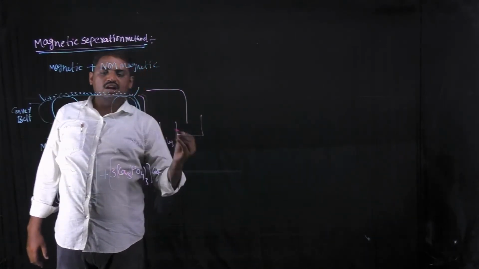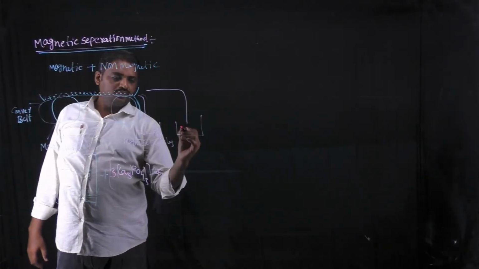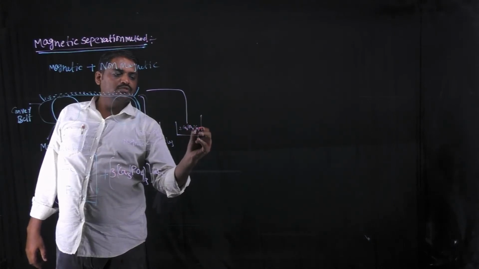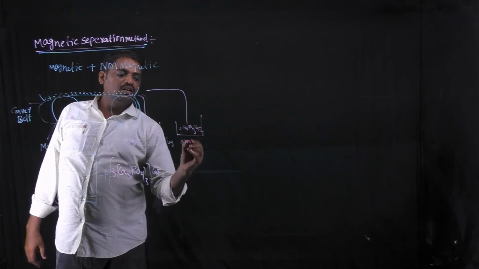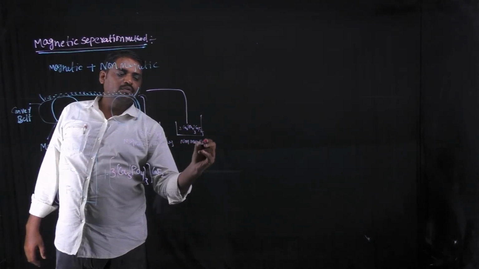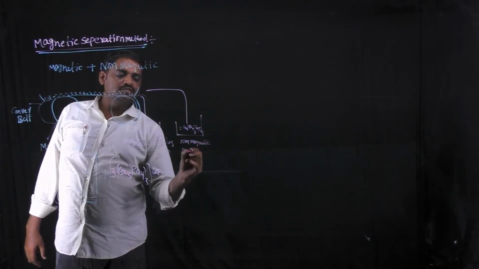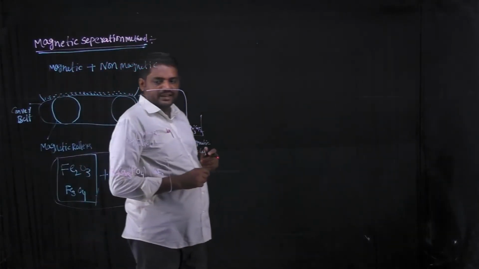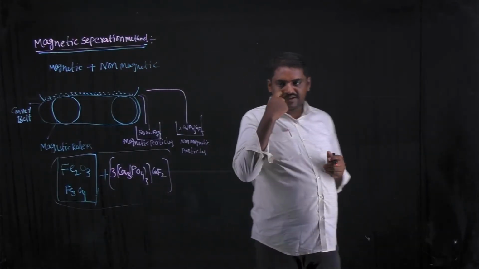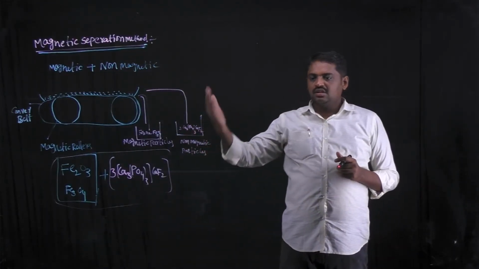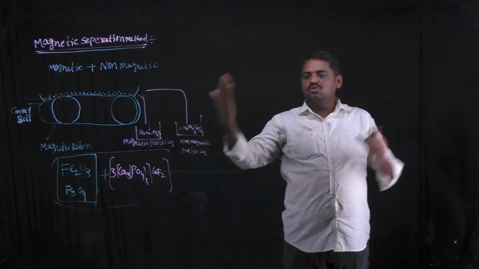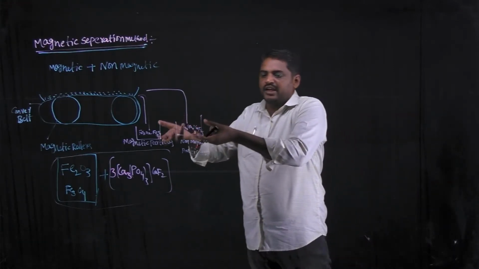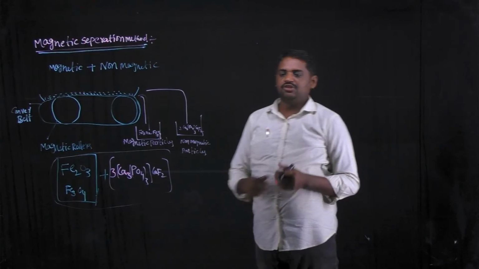These are the non-magnetic particles, Ca3(PO4)2 and CaF2. These are the impurities, and they move far away from the instrument. But the magnetic particles interact with the magnetic field, and they are left behind near the instrument.